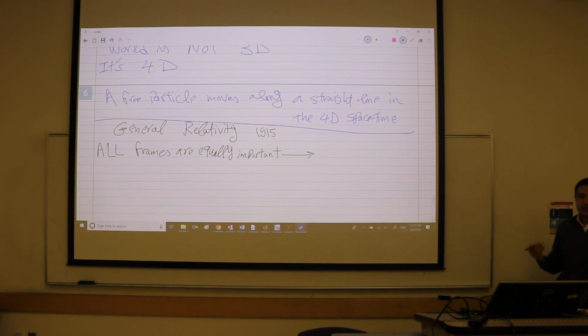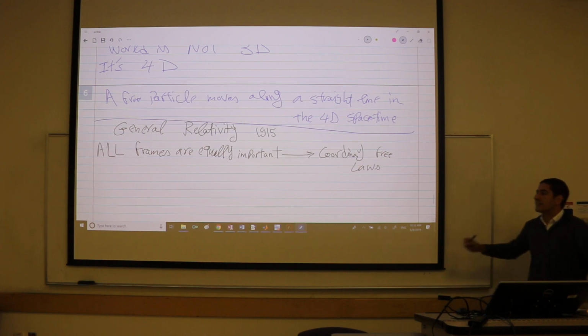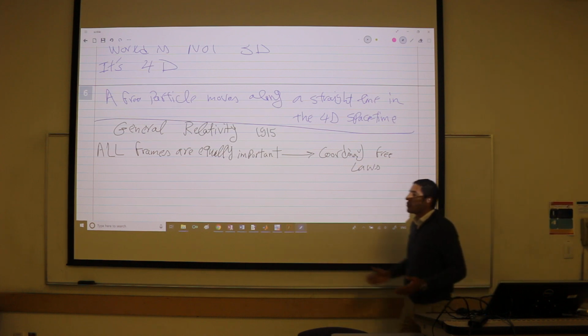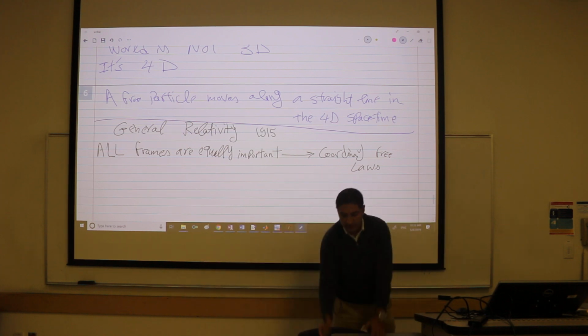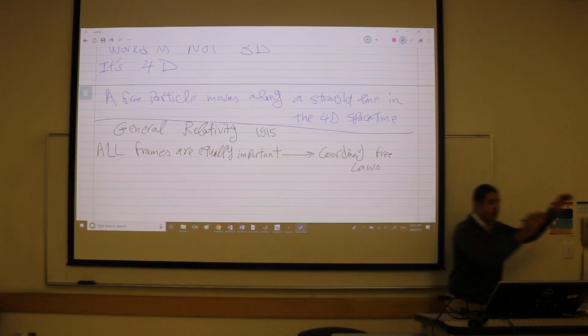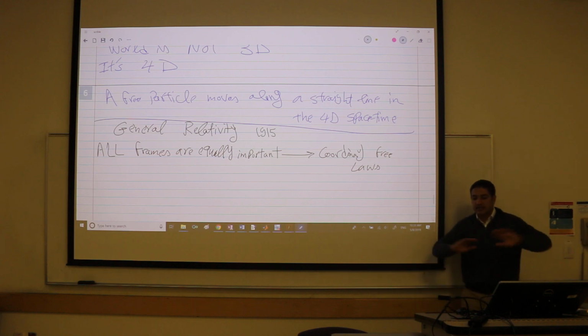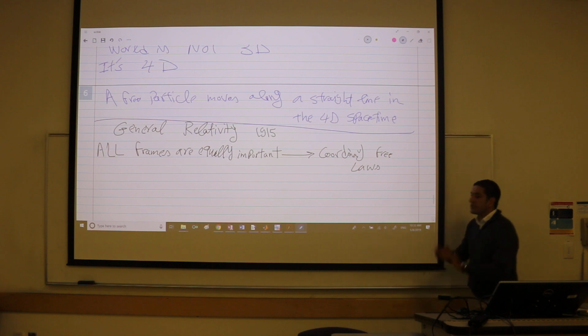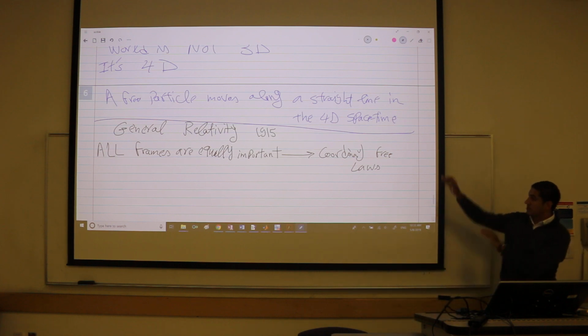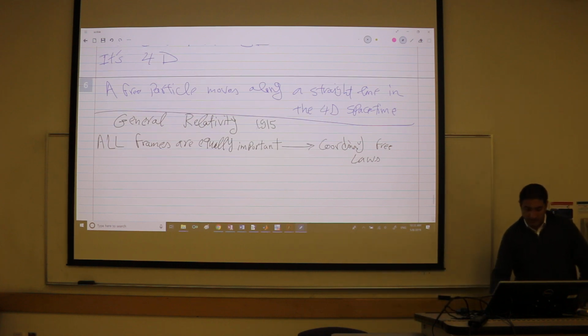In other words, he is looking for coordinate-free natural laws. Natural laws that are written in all coordinate frames in the same way. When you write down in cylindrical, spherical, or inertial, it doesn't matter. The equations of motion look the same. Okay? So this was one objective that he wanted to meet.